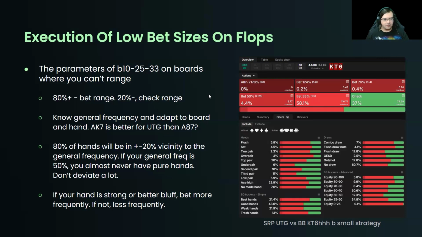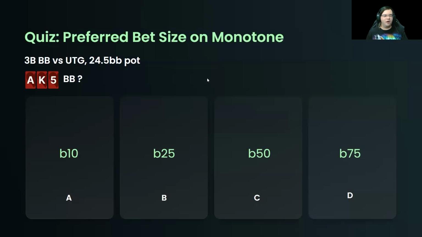That's about it. Cool. So preferred bet size on monotone board. What is the bet size? This is a 3-bet pot. Big Blind has 3-bet versus UTG.